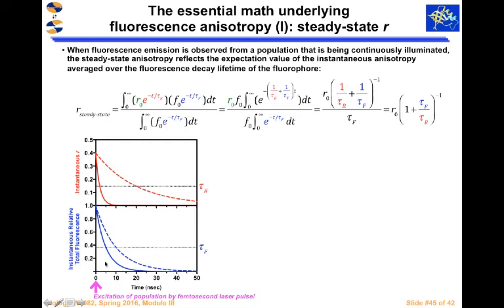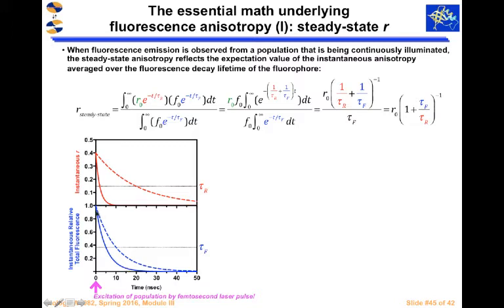Now, we could have either a low lifetime fluorophore or a high lifetime fluorophore on a molecule that has either fast rotational diffusion or slow rotational diffusion, right? So basically, these are independent physical properties. The steady state anisotropy that we see is going to reflect the time averaged value of the anisotropy over the course of the fluorescence emission.